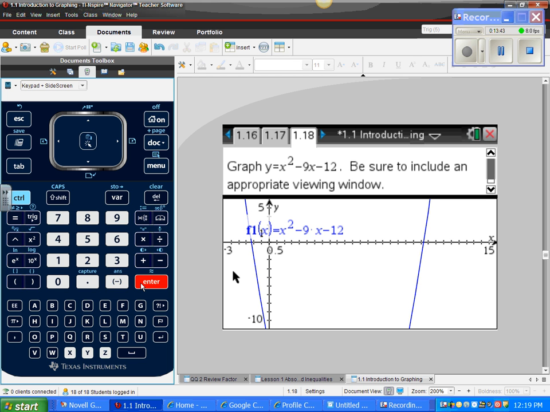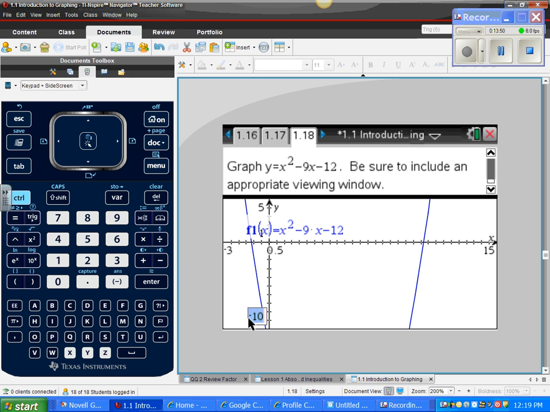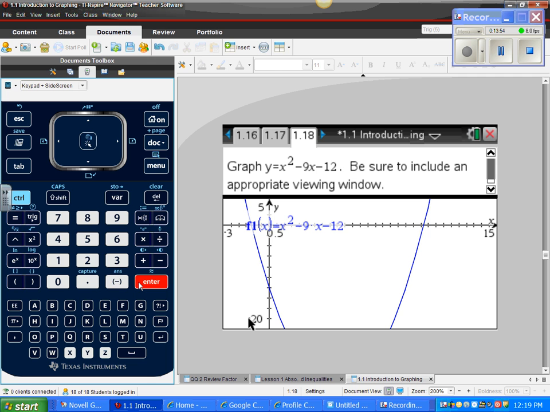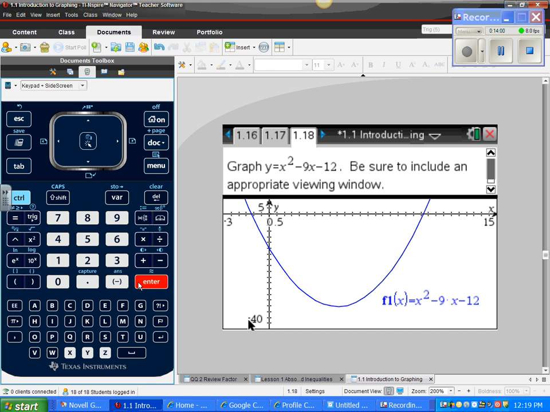All right, so did it work for me? No, it looks like I need to go lower on that y minimum. So I'm going to double click back down there at my y minimum, and I'm going to adjust it to -20. Well, that didn't work, so what do we do? We keep working, okay? -40. There we go. Now I can see the x-intercepts, the y-intercept, and my minimum value. That would be an appropriate viewing window.